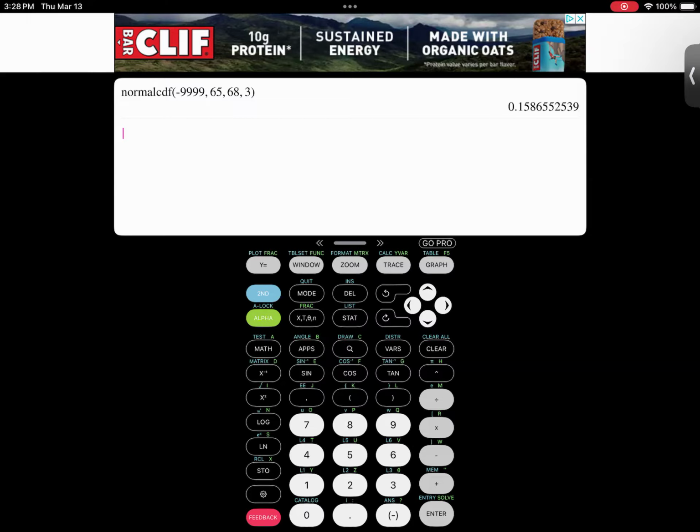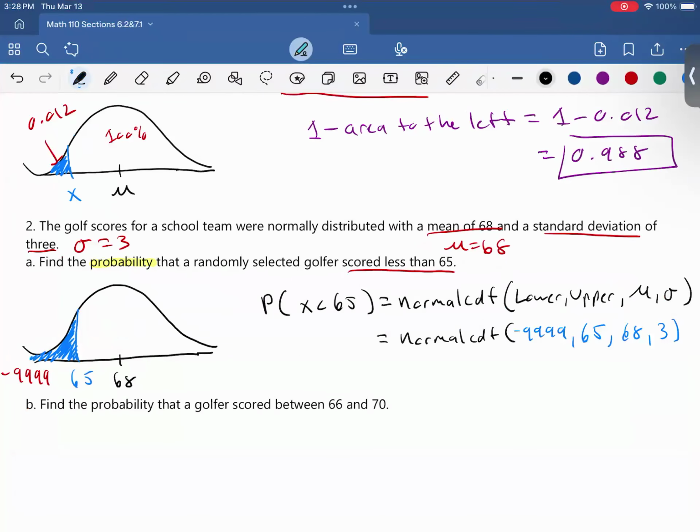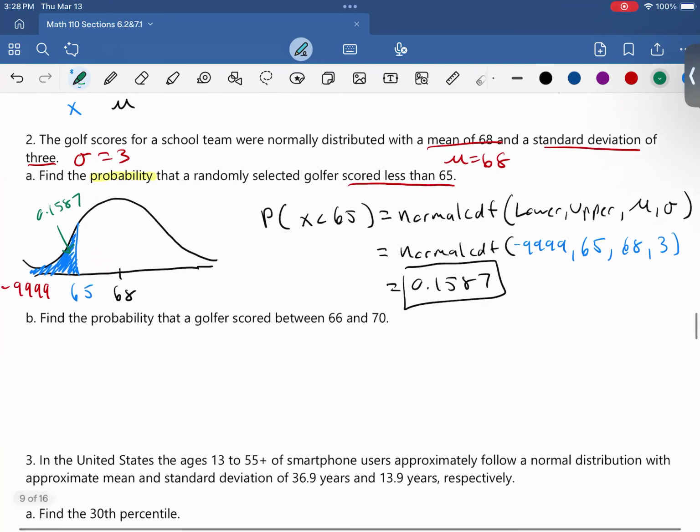So let's jump back to the notes. Our probability is going to be 0.1587. So this probability right here is 0.1587. Okay, let's go ahead and try the next one.